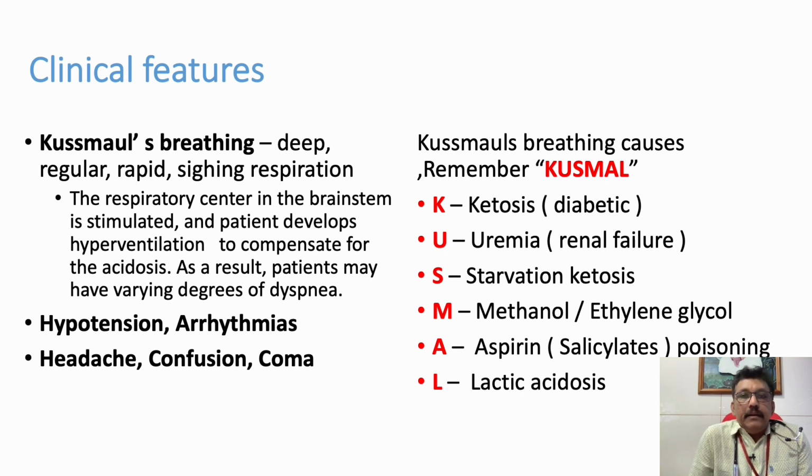Now remember the clinical feature Kussmaul breathing. You can get Kussmaul breathing in a patient who has metabolic acidosis, and the causes can be remembered like this: ketosis, that is diabetic ketosis; uremic acidosis, renal failure induces uremia; starvation ketosis; methanol or ethylene glycol poisoning, that is toxic alcohol poisoning; aspirin poisoning; lactic acidosis. So Kussmaul breathing is due to metabolic acidosis. It is a compensatory mechanism of our body.